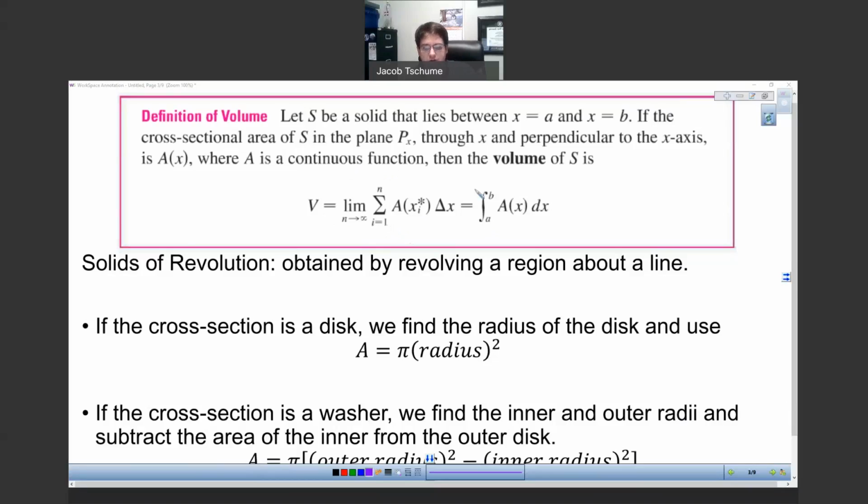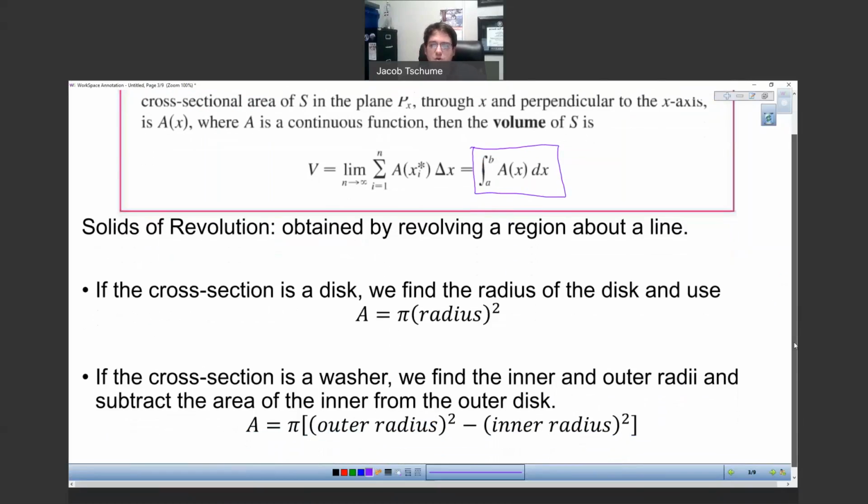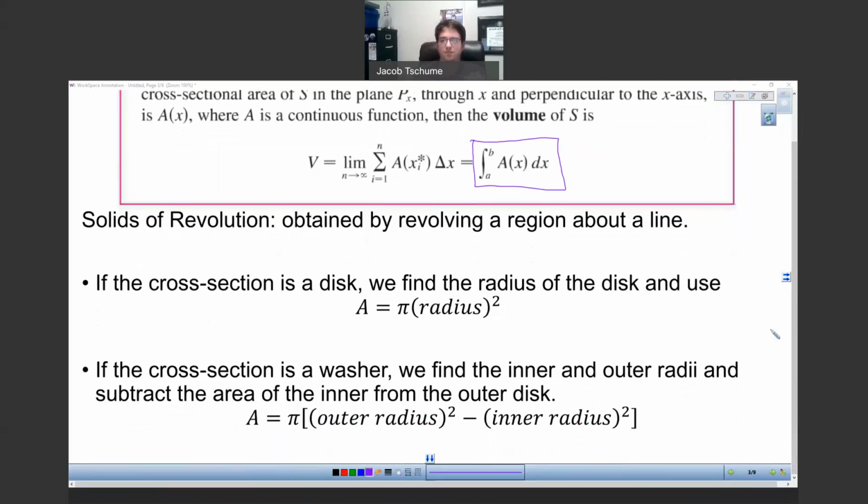What we want to notice here is that when you want to find volume, the easy way to think of this is that you need to take that area problem and integrate it with respect to x. Now, the difference is that since we're going to be revolving these regions around lines, what your A of x will be defined as depends on what kind of shape you have.